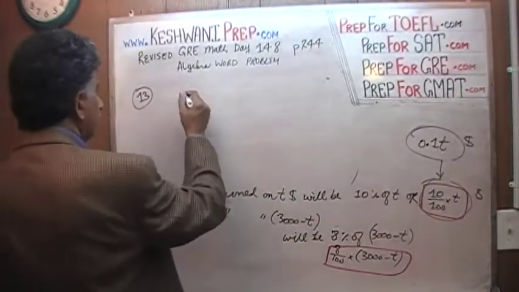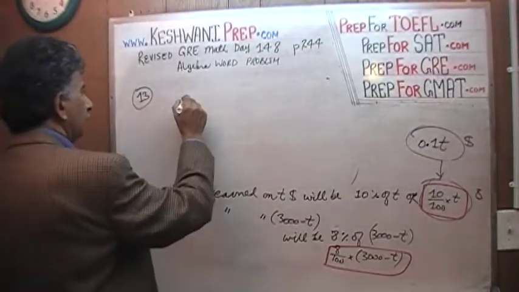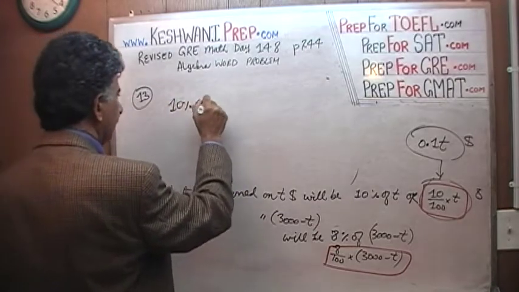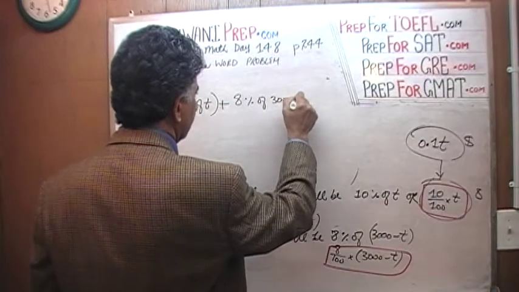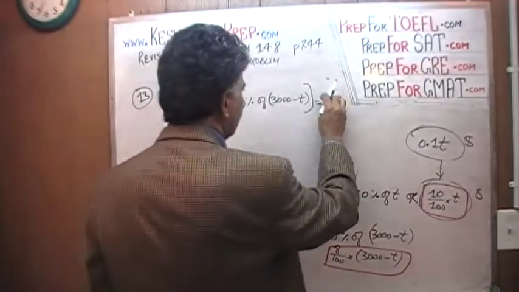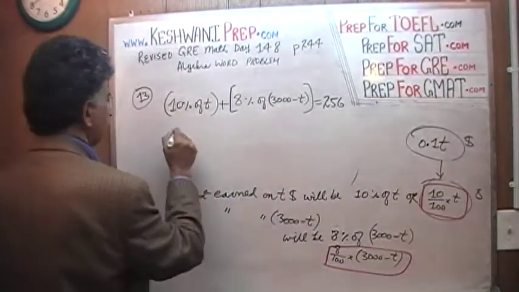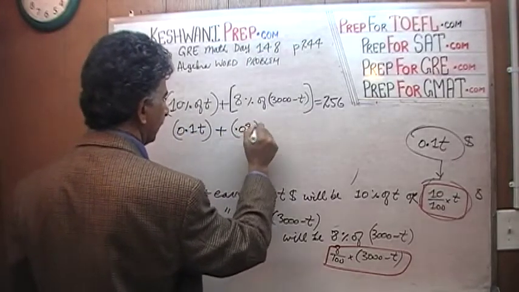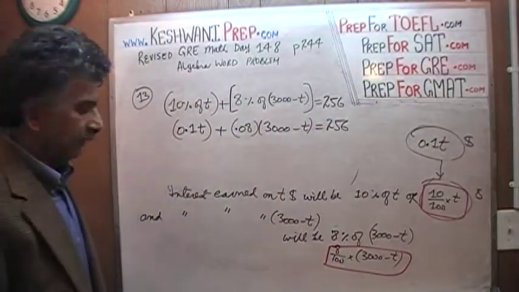You could write it like this: 10% of T plus 8% of 3000 minus T equals 256. 10% of T, just like here, we could write it like this: 0.1 T plus 0.08 times 3000 minus T equals 256.